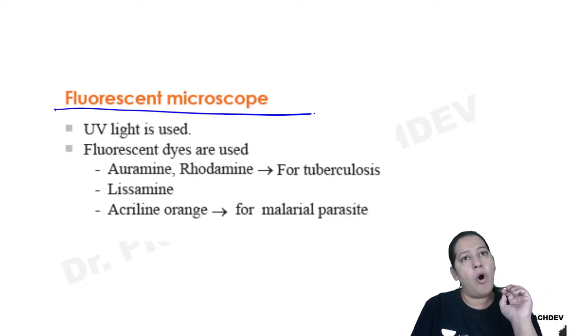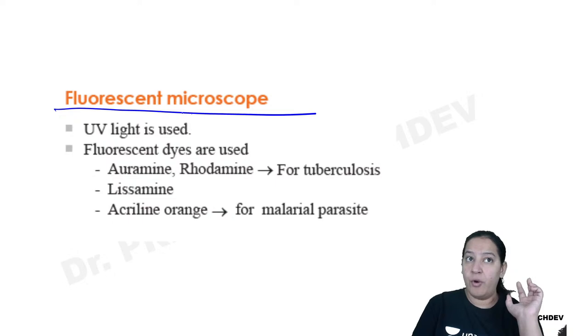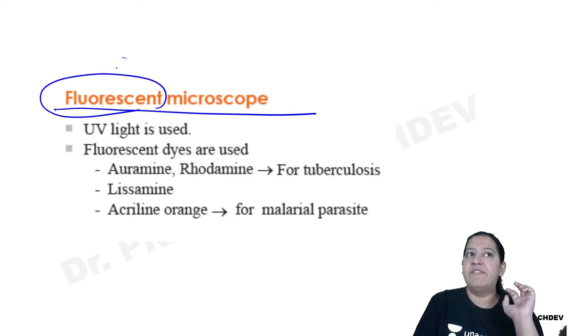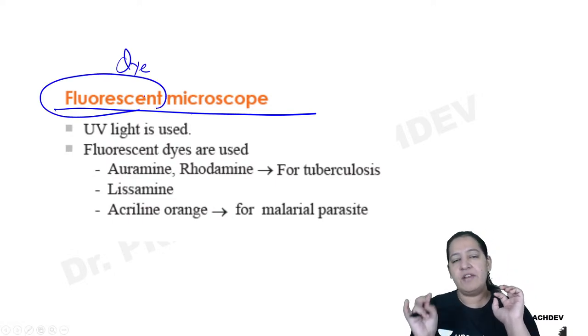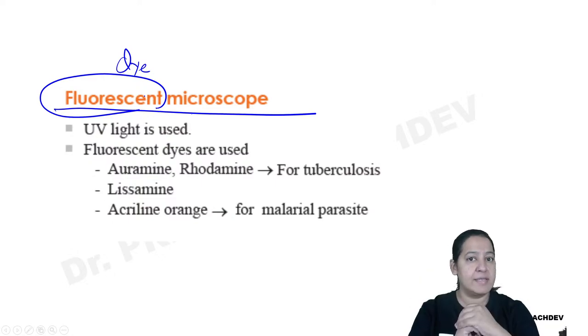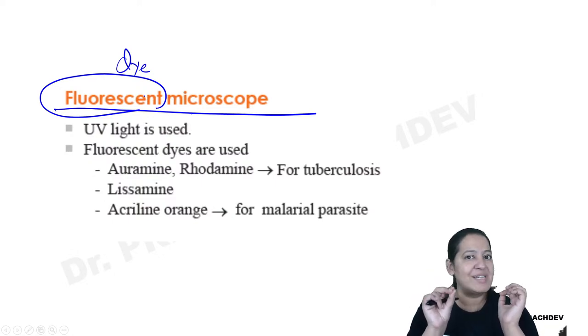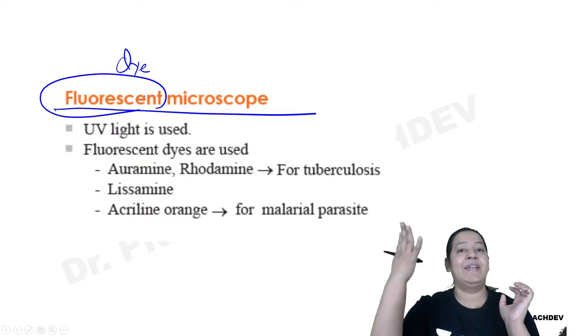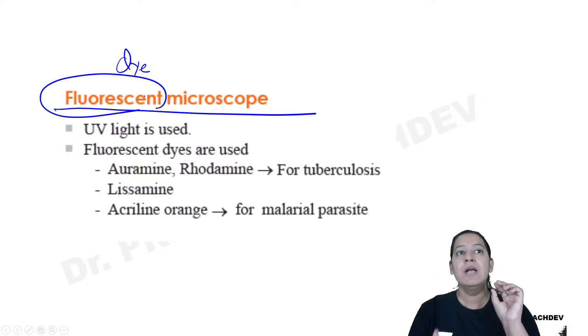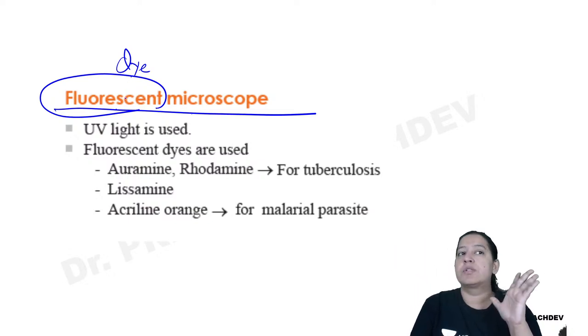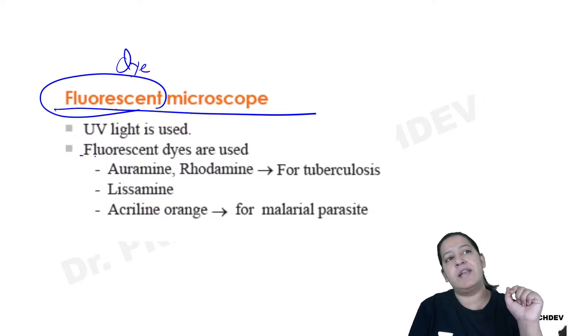Fluorescent microscope pe bahut sare question aate hain. In fluorescent microscope, we use dyes which are fluorescent in color. Do you use fluorescent markers? Yes, the fluorescent color. Do you know what is fluorescent color? So fluorescent color is a bright color. Fluorescent markers we use, right? So here, fluorescent dyes we use. So name the fluorescent dyes. Kitne fluorescent dyes aapko pata hai?